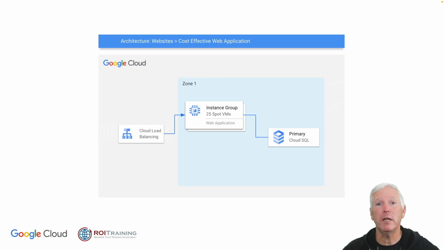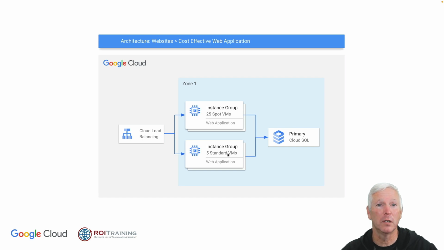Now, there is a bit of an issue, which is if Google needs capacity, they're likely to take a large number of your VMs back. So you probably don't want all of your web servers to be spot VMs. But a good architecture might be to have 5 standard VMs, which can, in a pinch, cover your usage requirements. And then you have a whole bunch of excess capacity that are spot instances at a relatively inexpensive price. So that's strategy number 2.